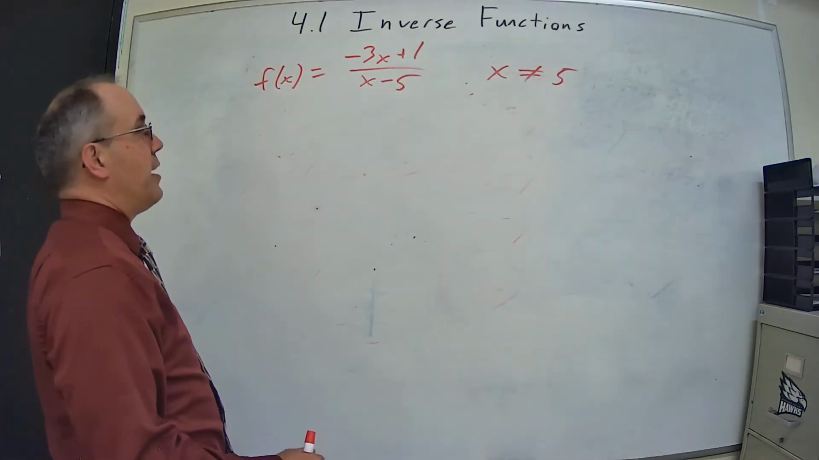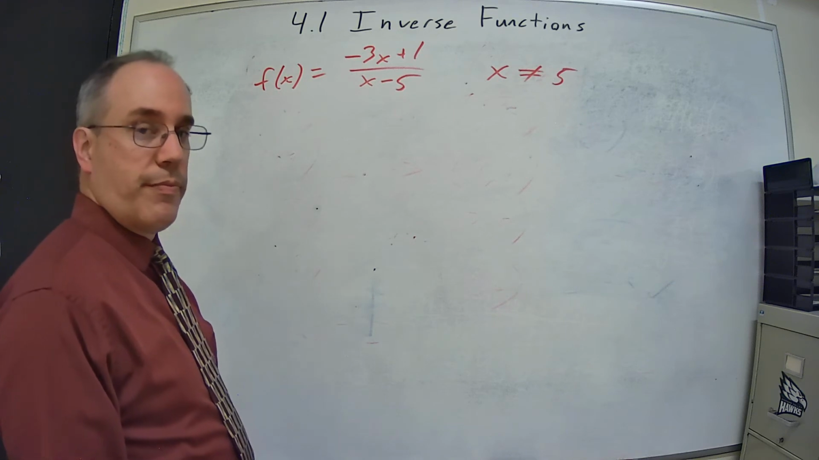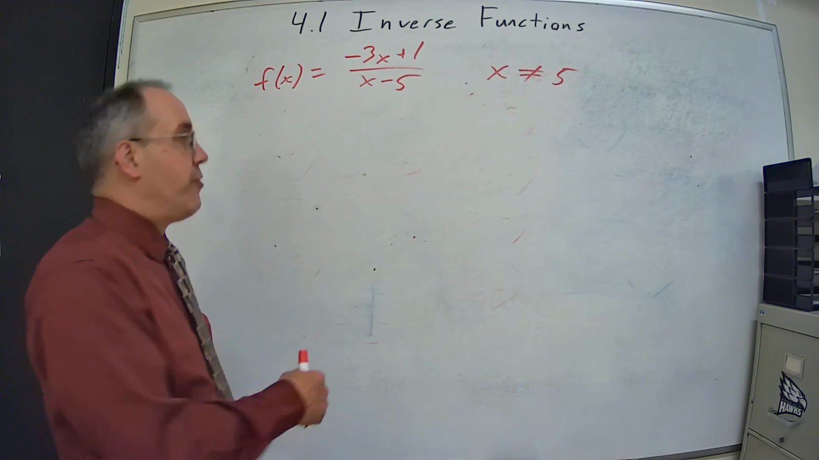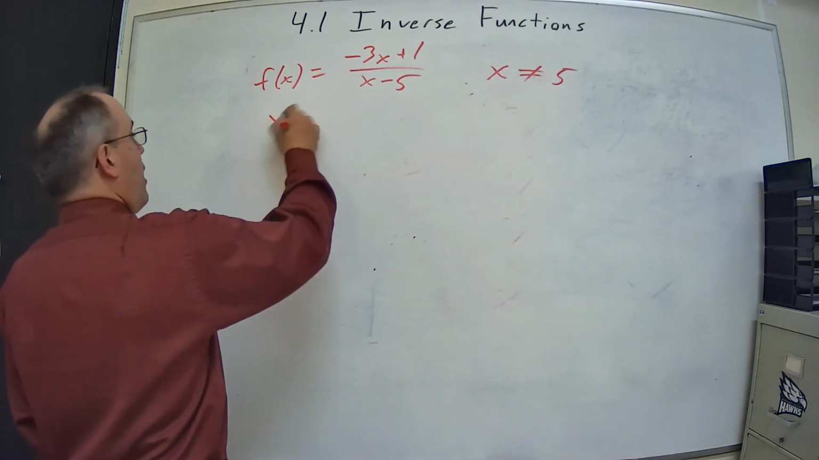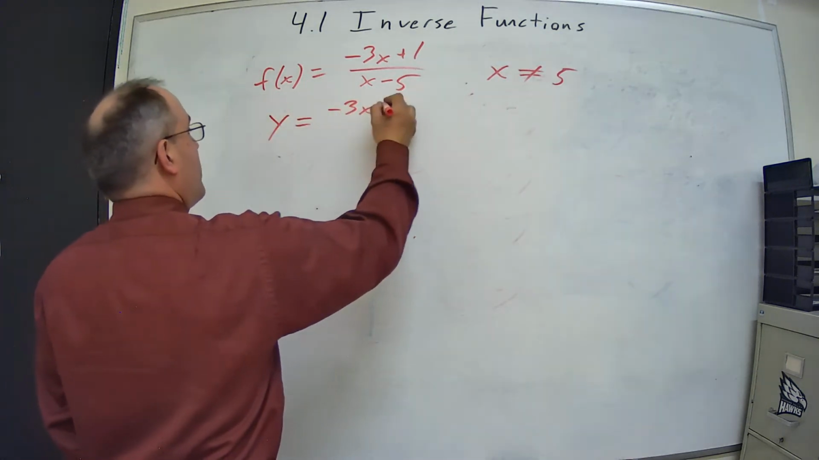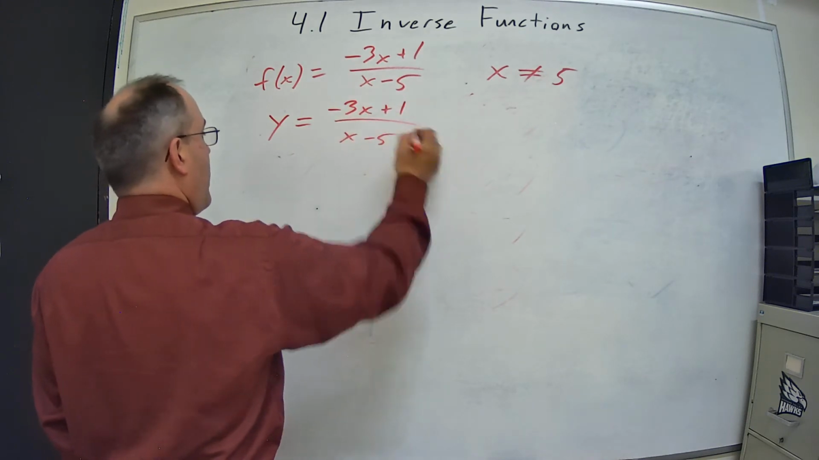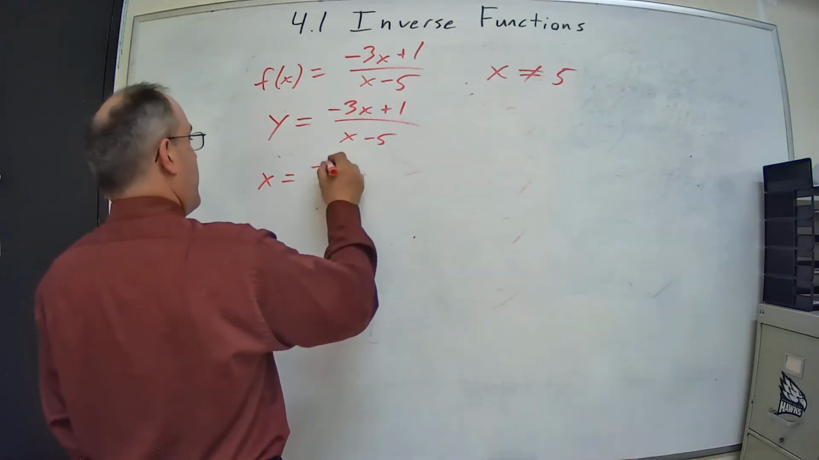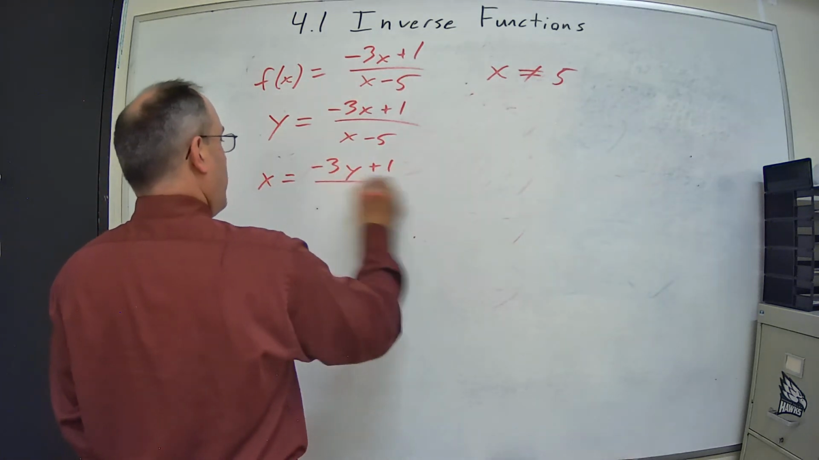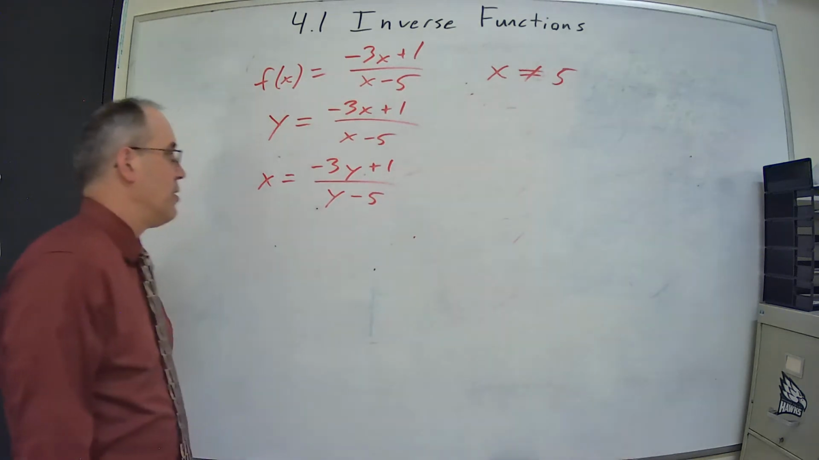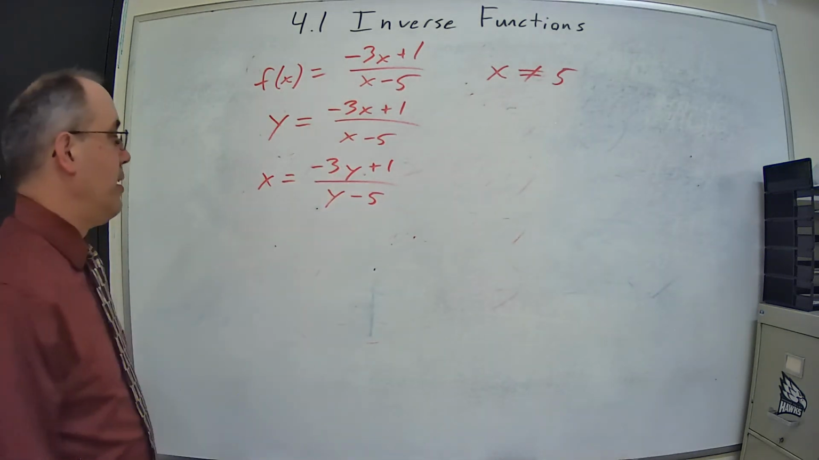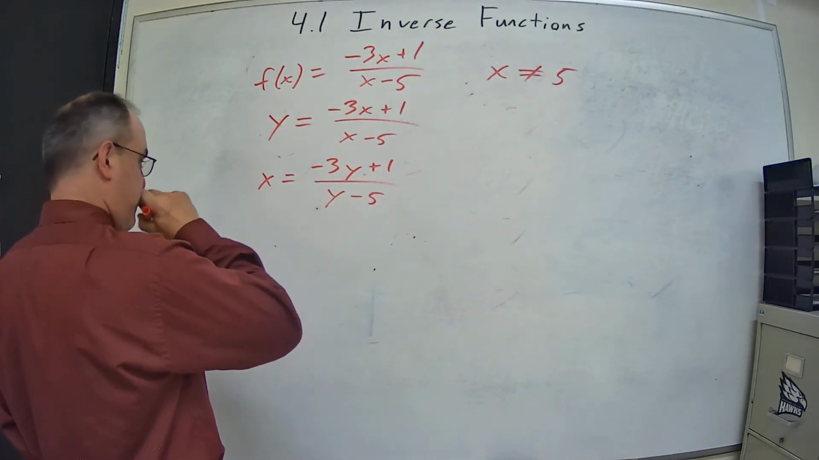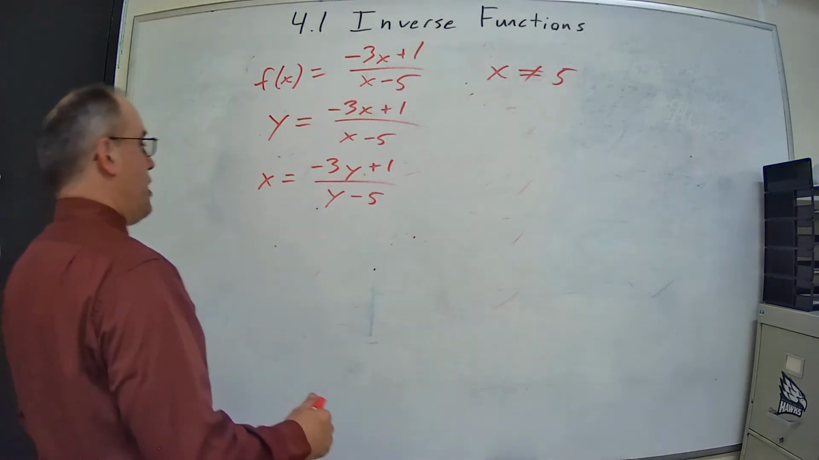Now we want to find the inverse of this function. Well, we're going to do the same thing that we did on the previous example where we found the inverse. We're just going to turn this into y. Y is equal to (-3x + 1) over (x - 5). Then we're going to swap x and y. X is equal to (-3y + 1) over (y - 5). We need to solve for y, so I'm going to bring this y over to the other side.